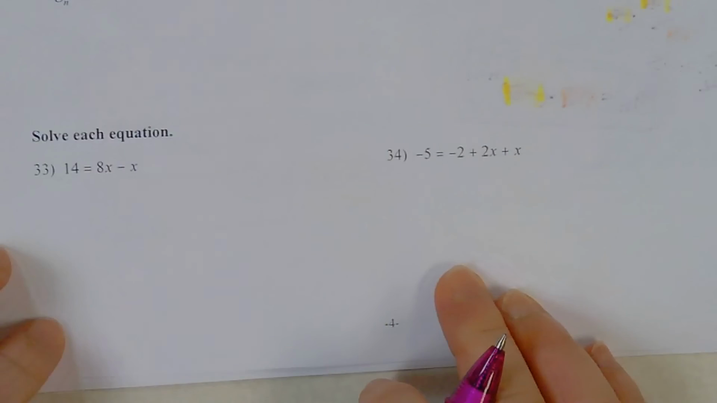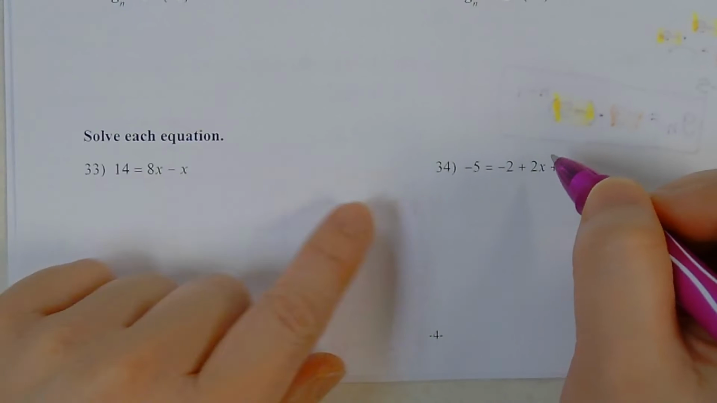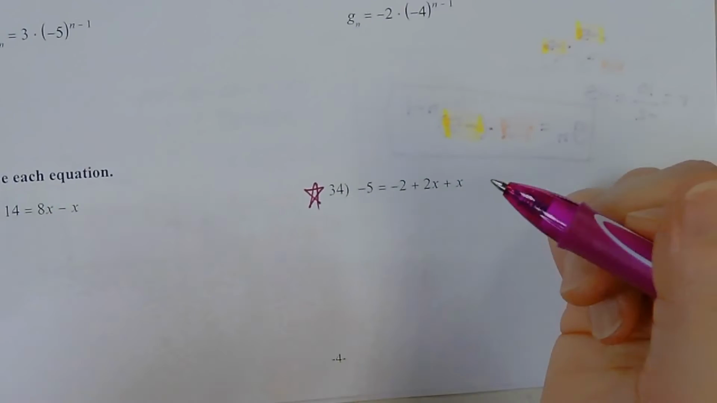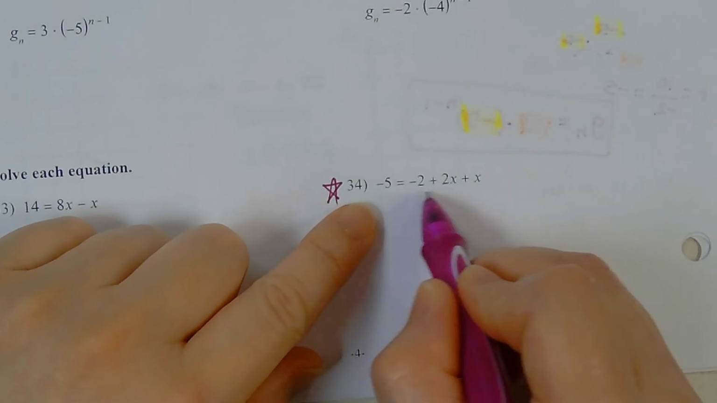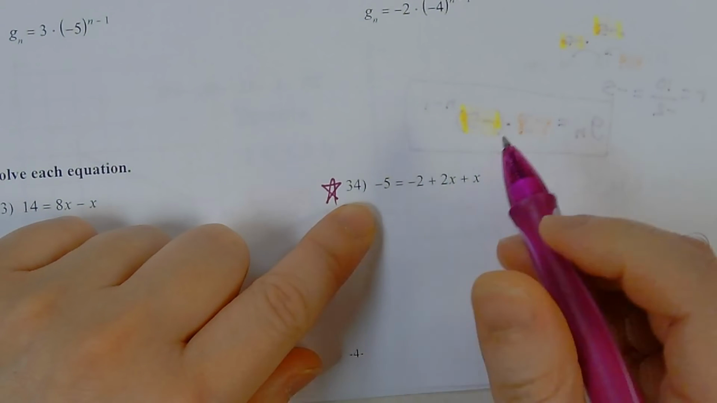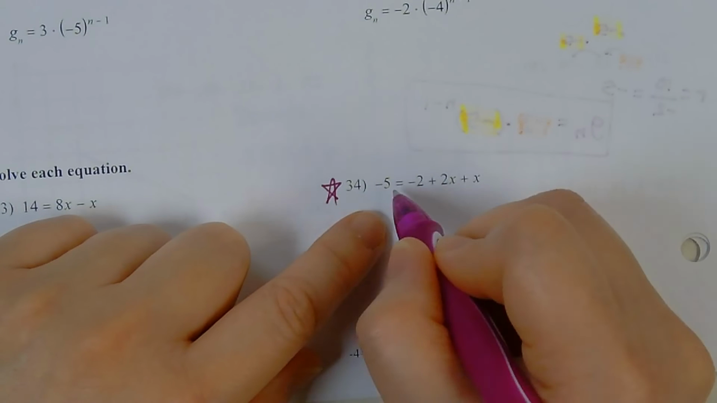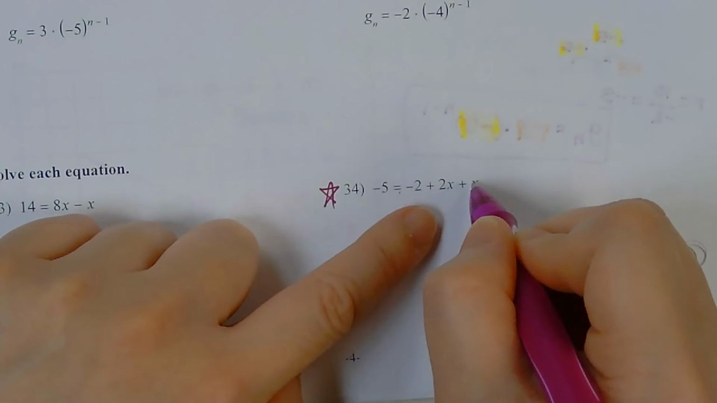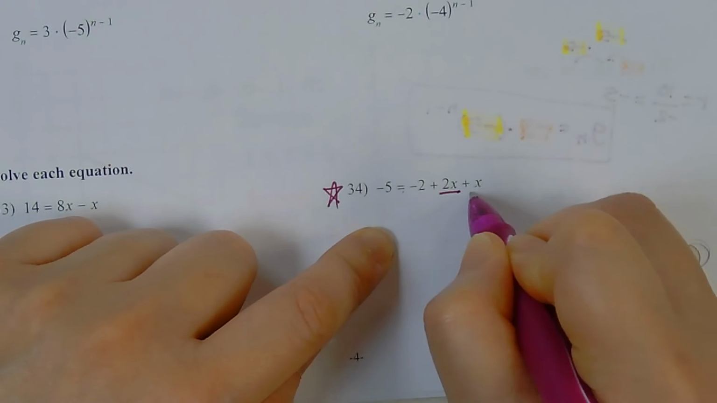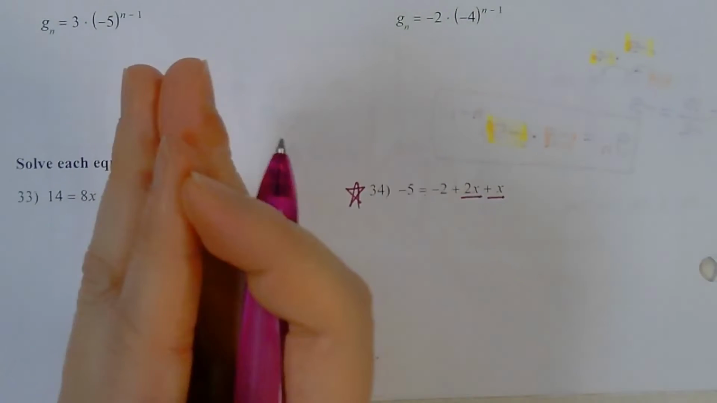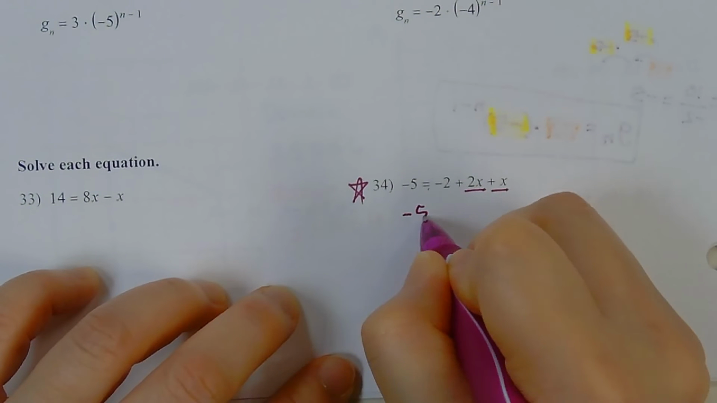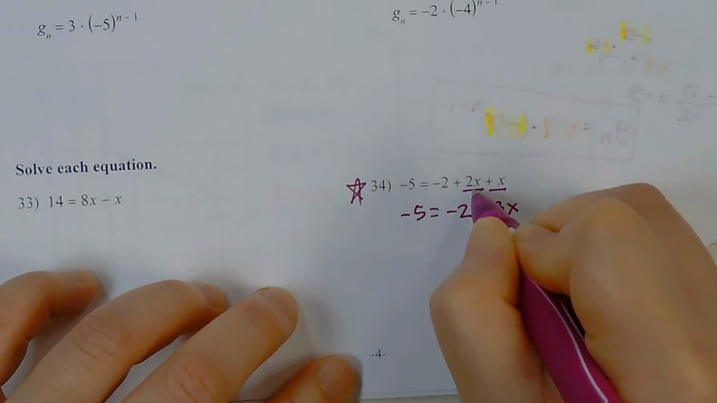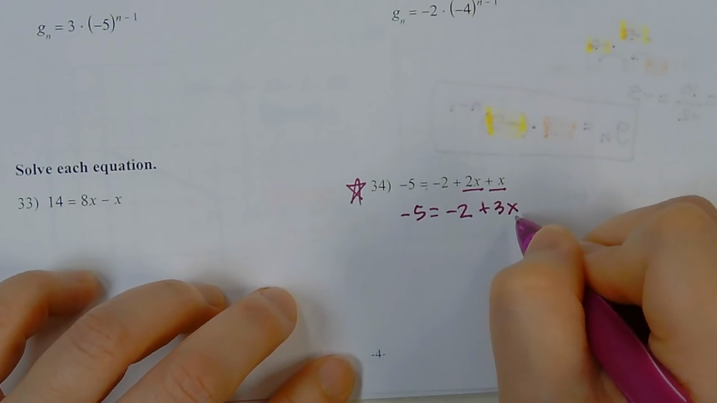All right, let's take a look at number 34. Here we're just solving each equation. Basically solve for x, right? So let's try this out. I notice that I have some x's over here on the right-hand side of the equation. When I say side, I mean the right side of the equal sign, okay? The left side of the equal sign and the right side of the equal sign. Okay, so I know that I have 2x plus x. We're just going to group them together. So this is going to be -5 is equal to -2 plus 3x. So 2x plus x is 3x's.